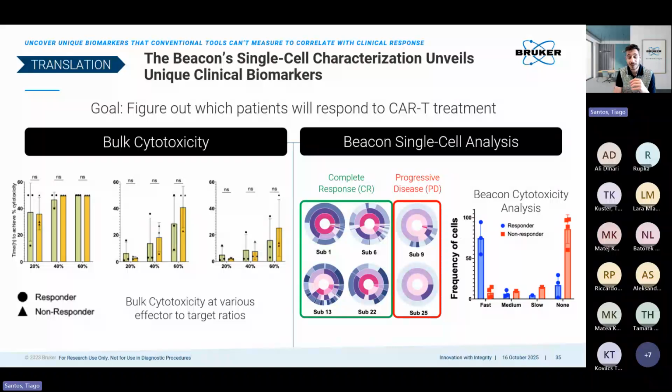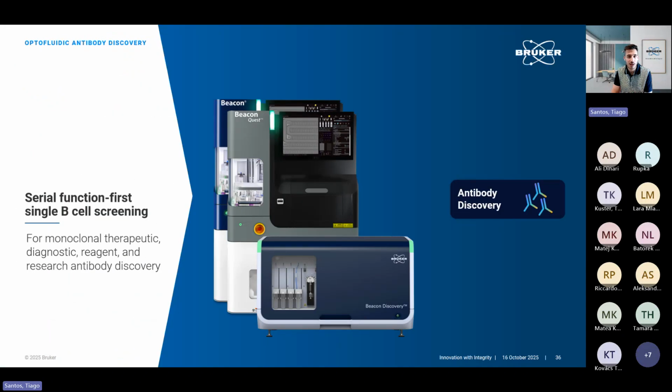Considering the time, and since I wanted to focus on antibody discovery, I'll jump into that because, of course, Beacon was first launched and really focused on antibody discovery and cell line development. And of course, on Beacon Discovery, the smaller, more compact, accessible Beacon, you can also do antibody discovery. And that's the flexibility the instrument shows for different universities and different platforms.